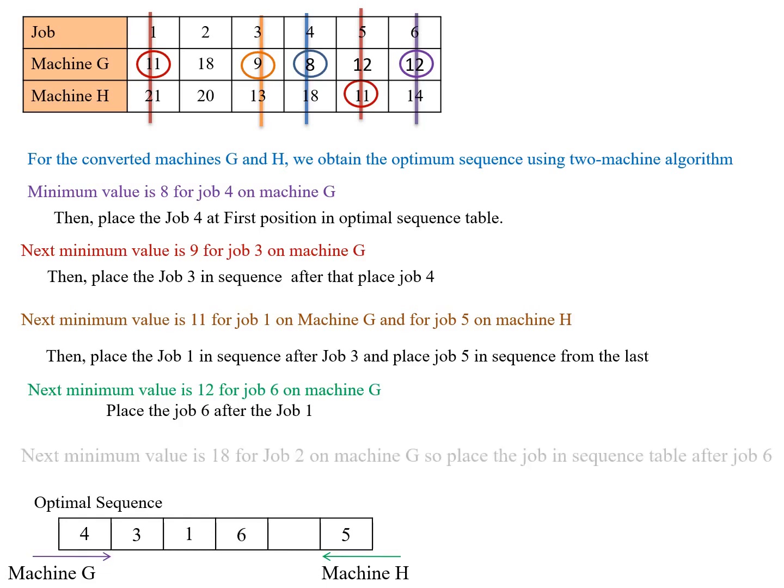Next, the last one we have to observe. Here the minimum value is 18 for job 2 on machine G. So I have to place job 2 in the sequence table after job 6.